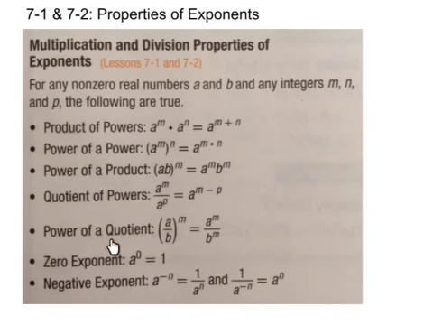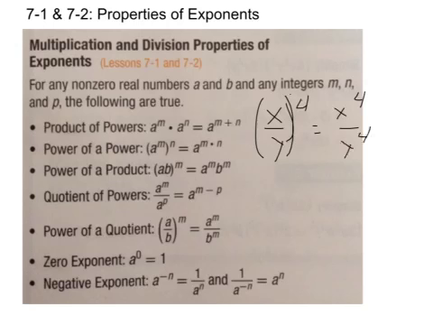So our next one is power of a quotient. Power of a quotient gives us a over b, so this is a fraction, a divided by b, all to the m power. This comes out as a to the m over b to the m. So this is what this looks like if I had x over y to the 4th power. This is x to the 4th over y to the 4th.